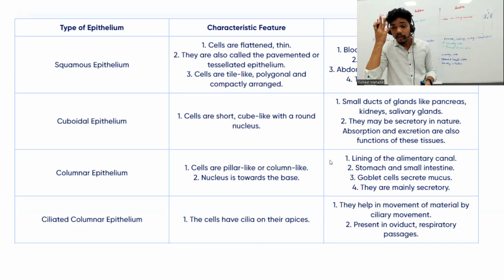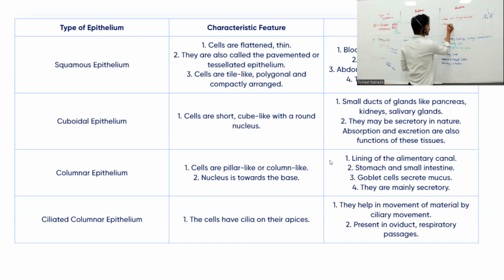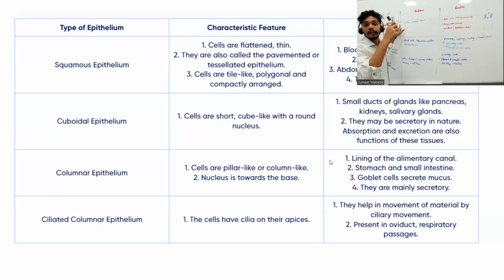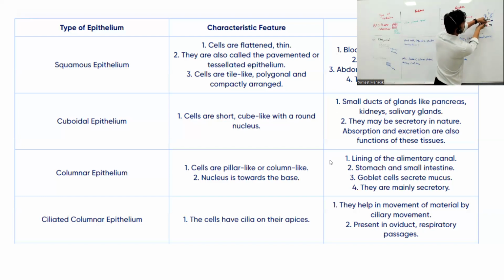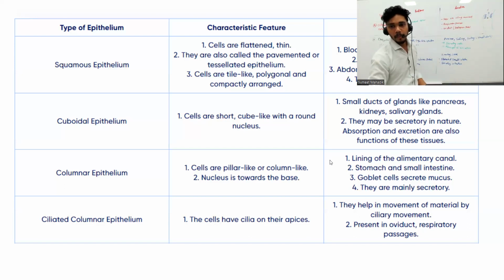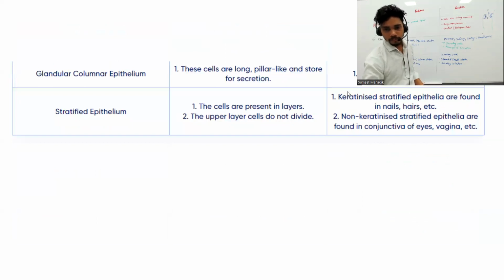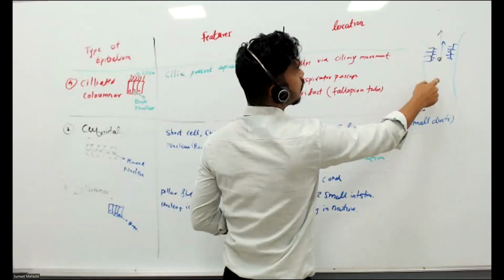Second, they are present in the respiratory passage and oviduct. Oviduct is also called the fallopian tube. I will tell you, just pay attention. See, they have cilia, yes or no? So they're doing the upward movement, right? Suppose this is a cilia. They will move like this and this, so upward side movement will be there. Are you getting my point over here?